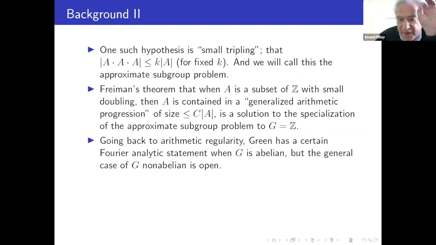Let's go back to arithmetic regularity. So arithmetic regularity is when, remember, both G and A are finite, and you're going to be assuming something about A, I guess, not being too small. So Green has a certain Fourier analytic statement when G is abelian. And that's a paper he wrote on something like a Szemerédi type theorem for abelian groups. Is that right? Anyway, it's from 2006 or 7.